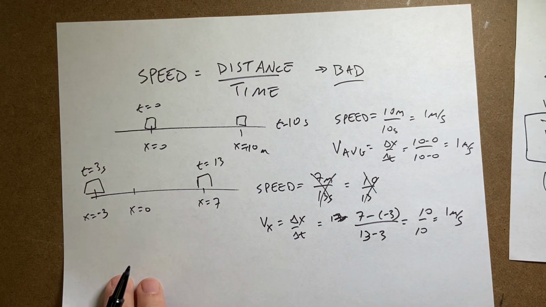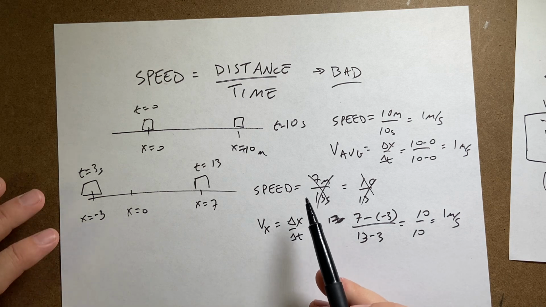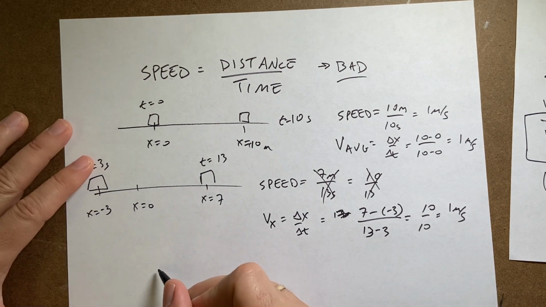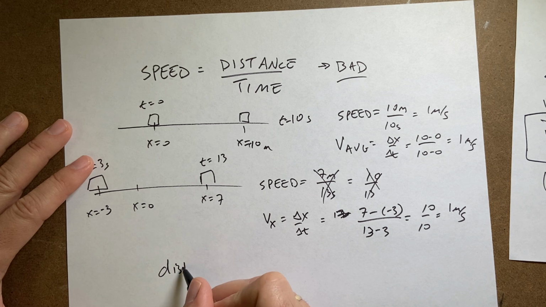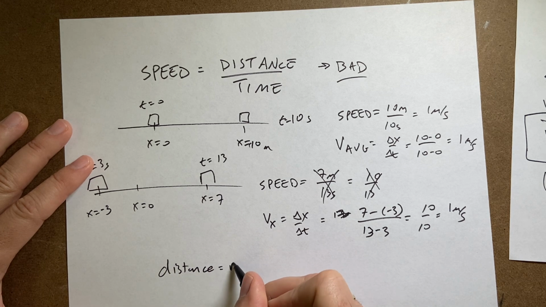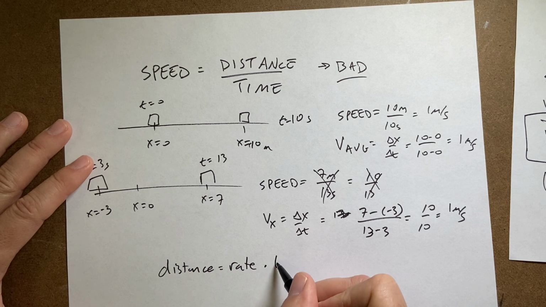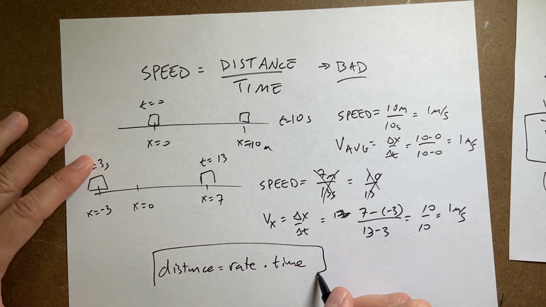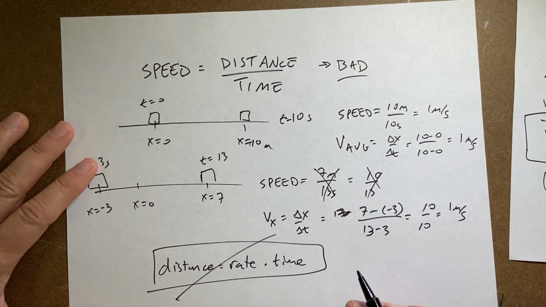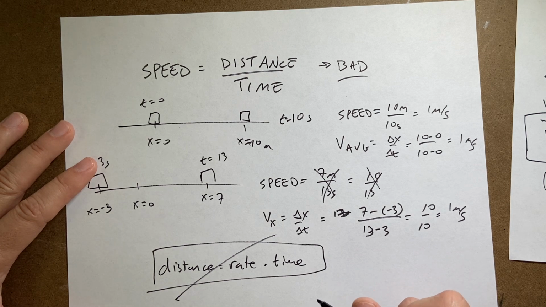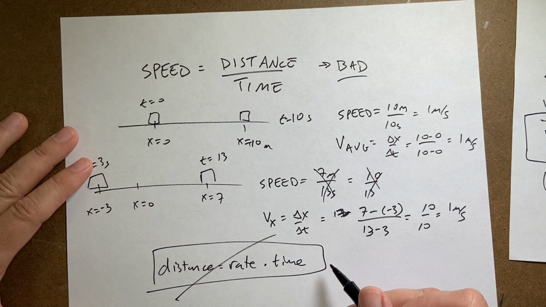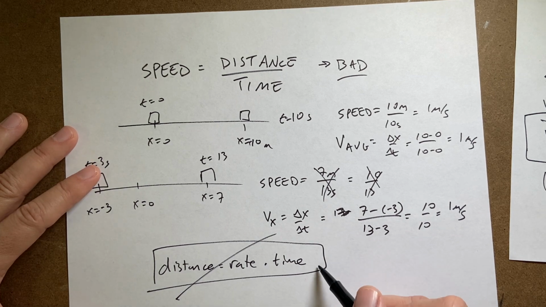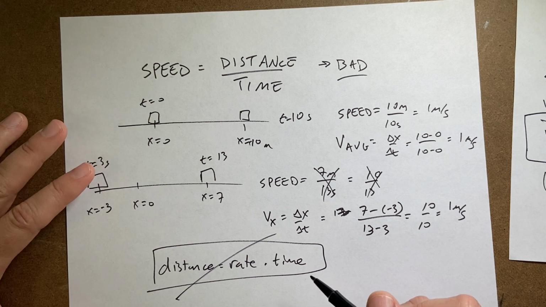Okay, so if you use distance over time, that's bad. And also, I see this a lot: distance equals rate times time. I mean, this will give you the right answer sometimes, but it's a terrible idea. I would not use this, not in physics, okay? They like to say even a broken clock is right twice a day. That's why this is right sometimes. It's a terrible way to do it.